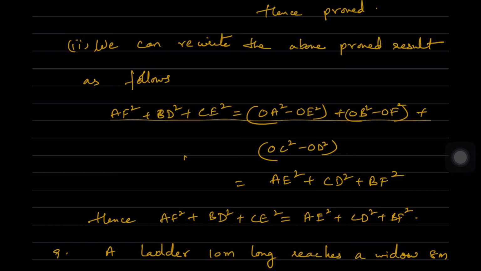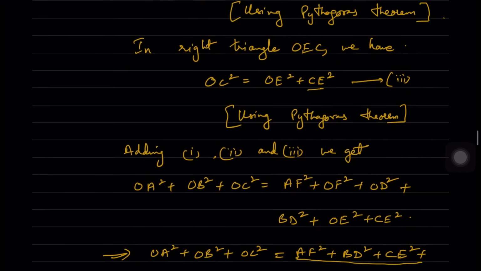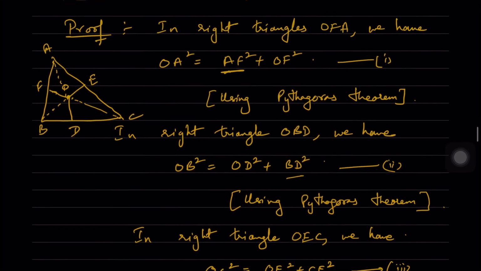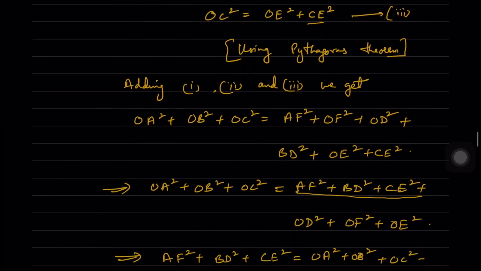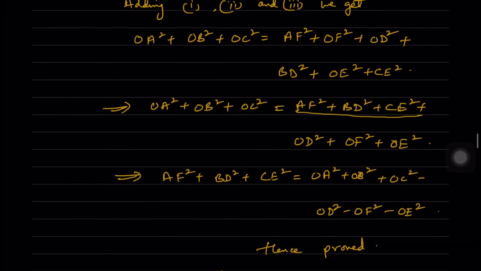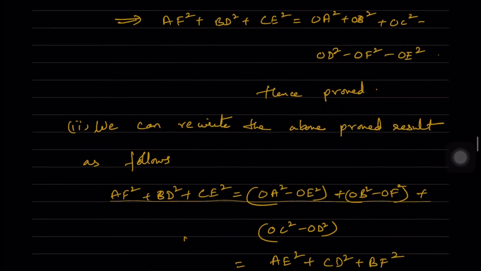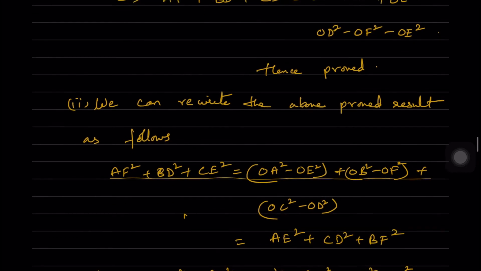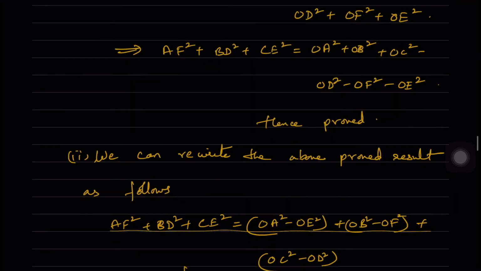Now if you bring different terms together, OA square minus OE square is nothing but AE square, OB square minus OF square, and OC square minus OD square. You are going to get it as AE square plus CD square plus BF square. The same thing which we are writing in this way.